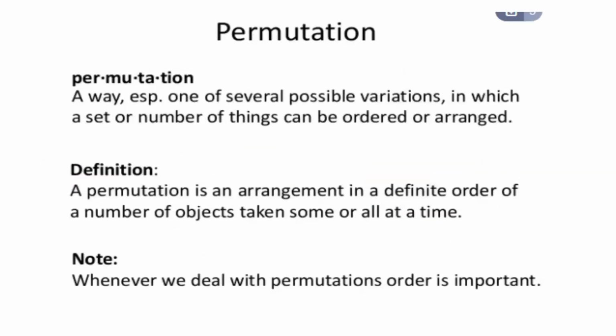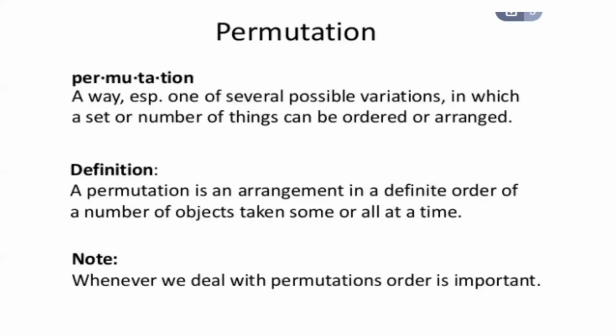So what's a permutation? I think you heard the word combination before. I know that a lot of people use the word combination to even mean what we refer to as a permutation without knowing, and you'll see. So this is what they're saying a permutation is. It says a permutation is a way, especially one of several possible variations, in which a set of things can be ordered or arranged. That's basically the bookish definition.